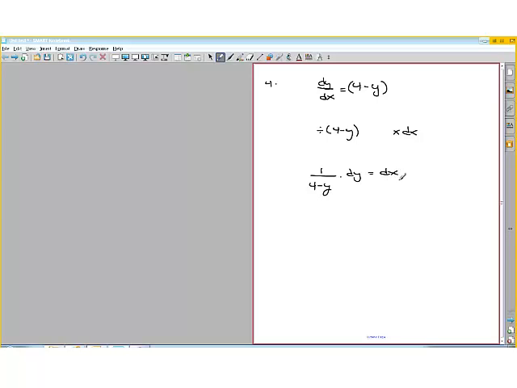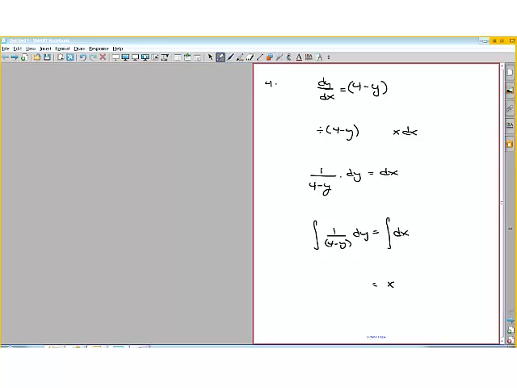In this case, the simple integration is on the right-hand side instead of on the left-hand side, but we still do that. We integrate 1 over 4 minus y dy is equal to the integral of dx. Well, just like the integral of dy is y, the integral of dx is x. So in this case, the right-hand side becomes x. It's actually x plus c, but we'll get a constant from both sides, so we can just combine them. So you really don't have to worry about the constant on one side.